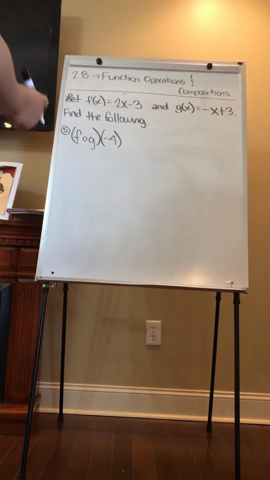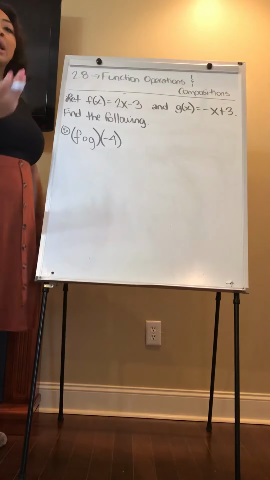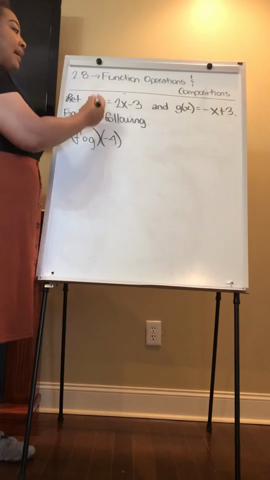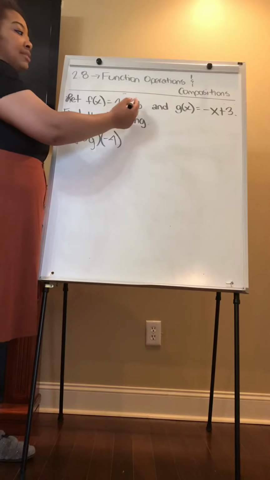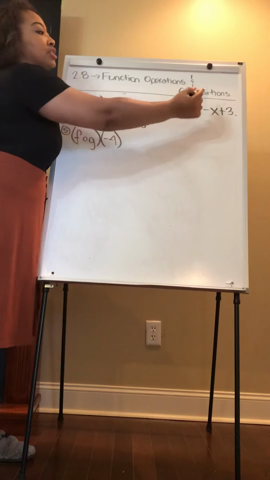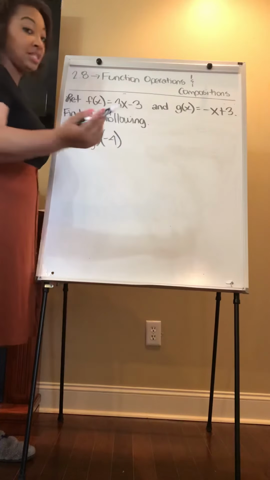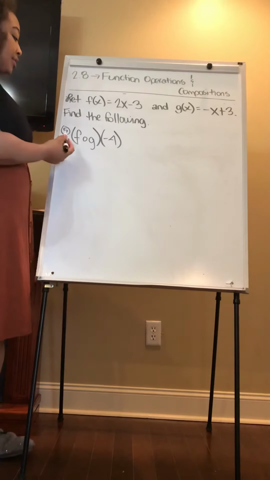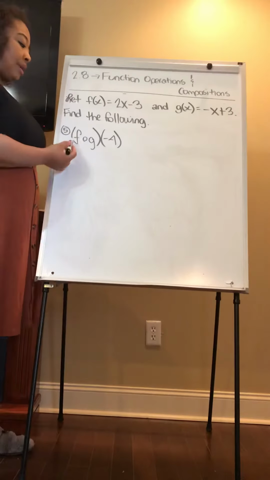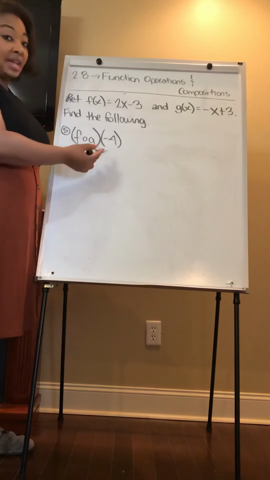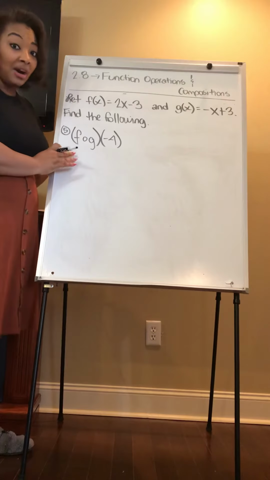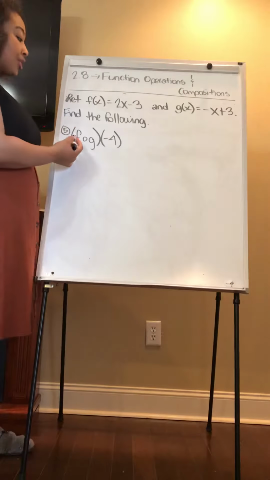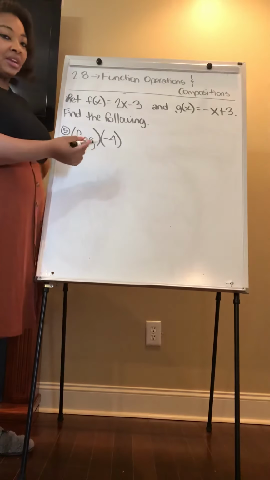All right, the second part of 2.8 will be the compositions. So we're still working with two functions. We have our F function, 2x minus 3, and our G function is now negative x plus 3. I changed them up. And I want you to find the following. So our fifth example would be f of g of negative 4. This is not fog. This is a small little circle that represents "of." So we're going to do the f of g of negative 4.